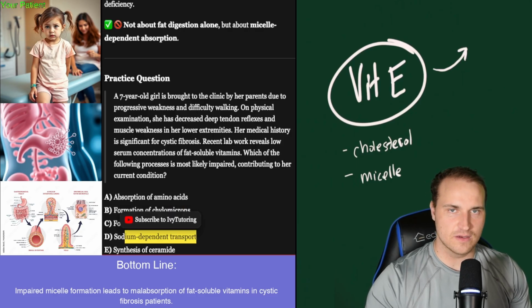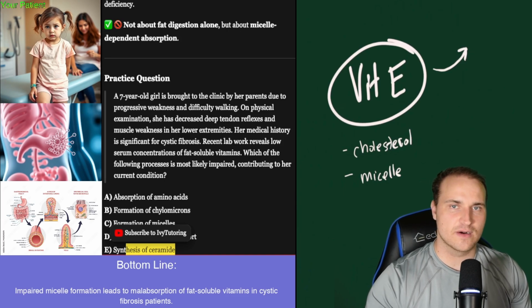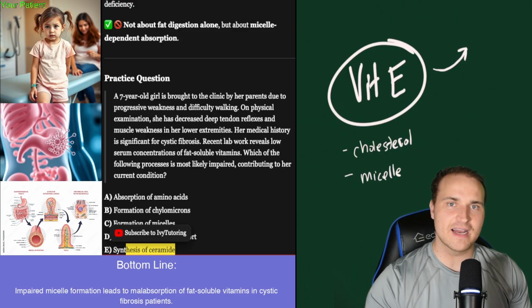Sodium-dependent transport is used for glucose and amino acids, not fat-soluble stuff. What about the synthesis of ceramide? Well, ceramide is part of the sphingolipid metabolism, and the sphingolipids are just those compounds which are fatty acid derivatives of sphingosides, and they occur chiefly in the cell membrane of the brain and the nervous tissue. They're not involved in the fat-soluble vitamin absorption.